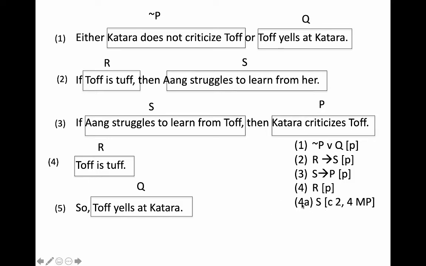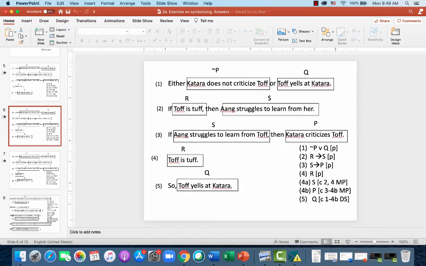I'm going to just use a little a. I'll say 4a is S. How did I get S? From R then S and R, so from 2 and 4. Now 4b is P. How did I get P? Well, I used 3 and 4a. So 3 says S then P. Sorry, I should say 4a is S. Let me just change that while we're here.